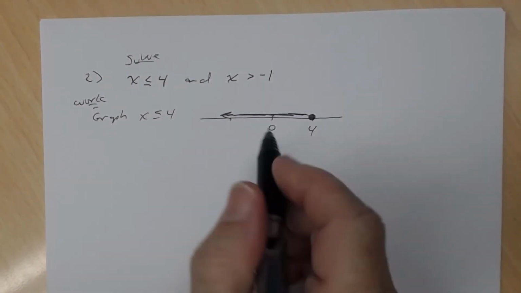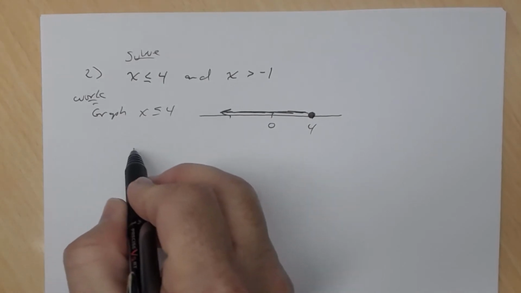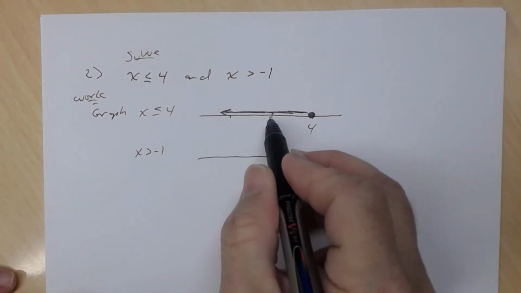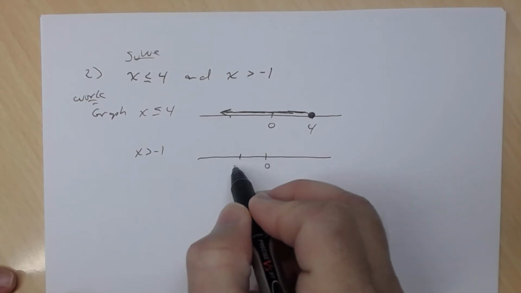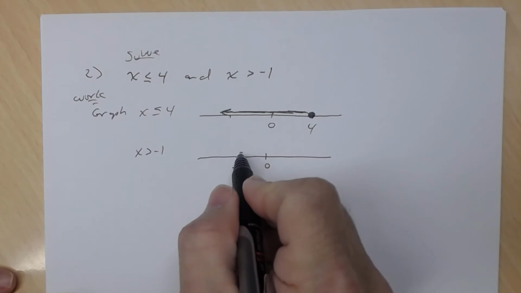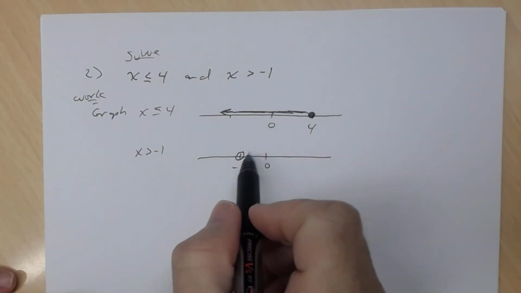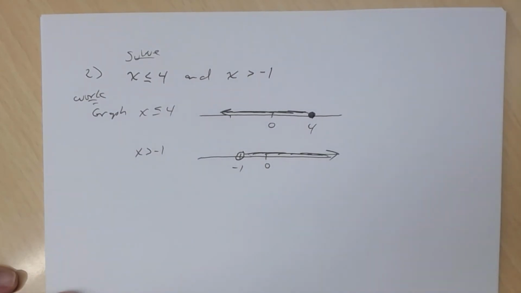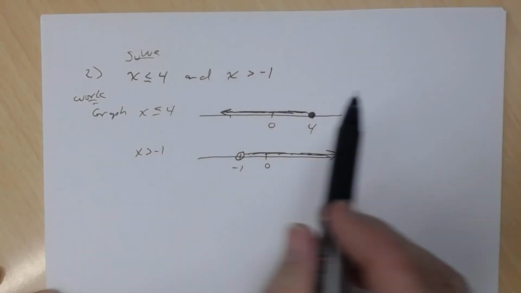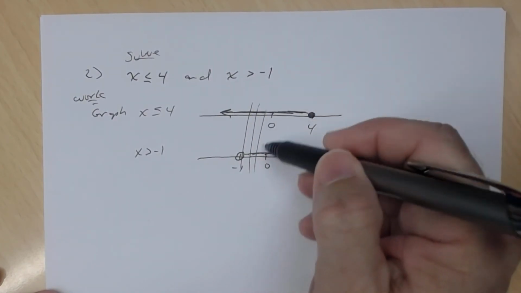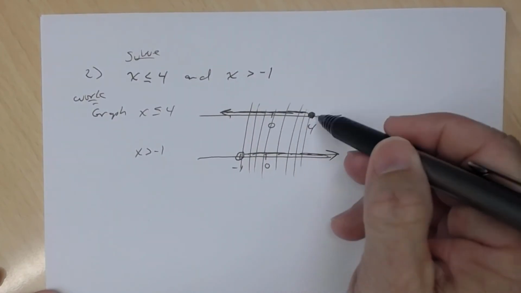Now over here, I'm going to graph x is greater than negative 1. Again, align your number line. This is 0, negative 1's here. Since there's no equal sign, negative 1 is not a solution, so I'll use an open circle, and I want to graph all the real numbers that are greater than that. Now, remember in the AND statement, I'm looking for where those two graphs intersect. They overlap between negative 1 and 4.